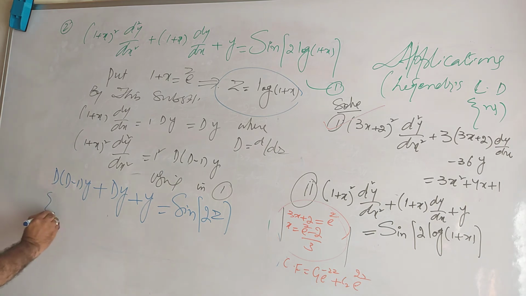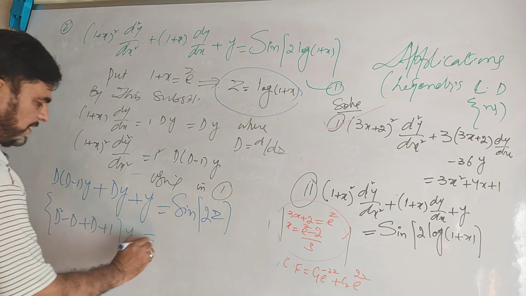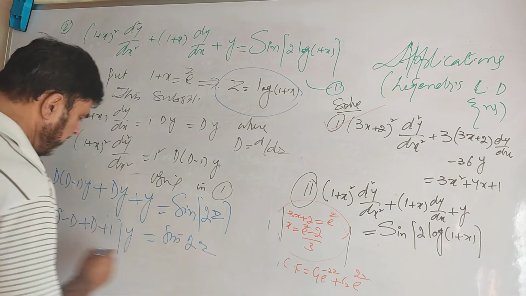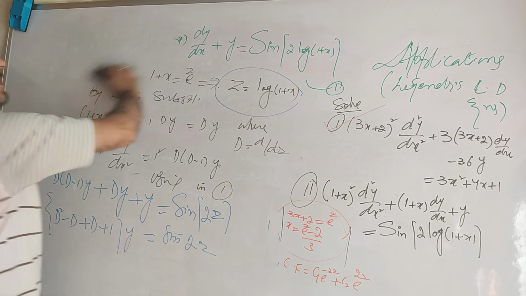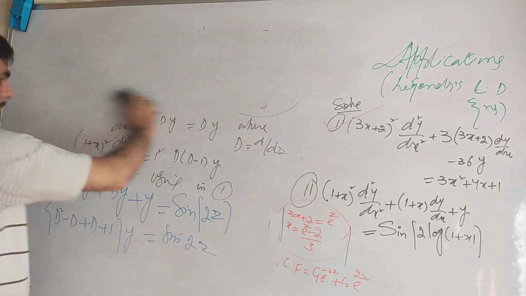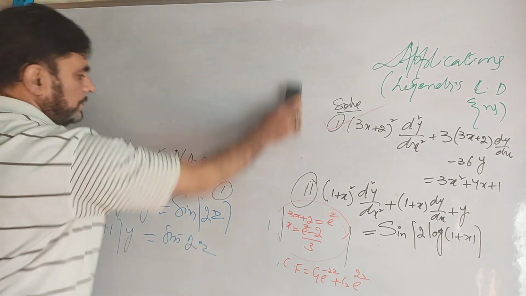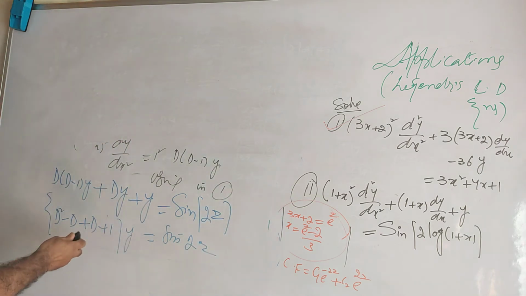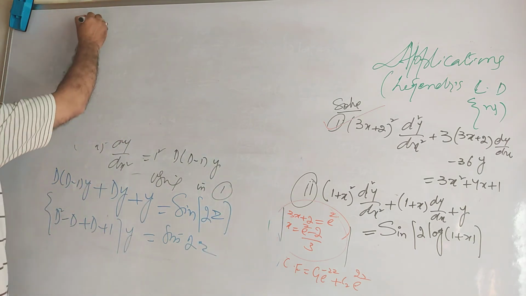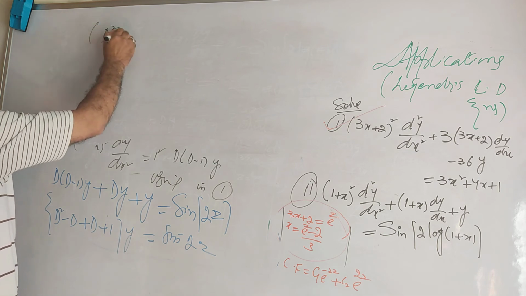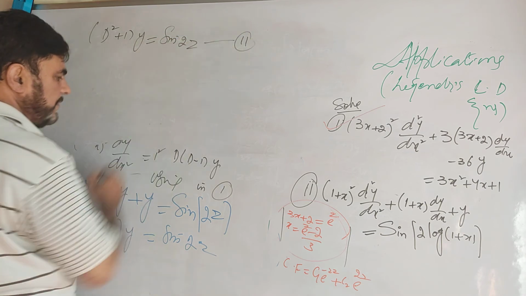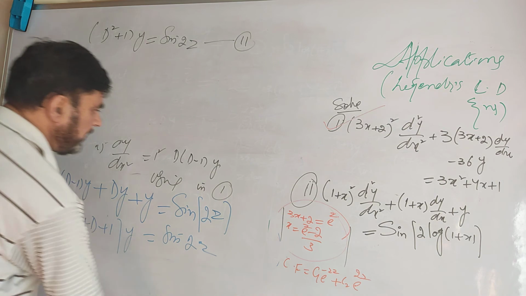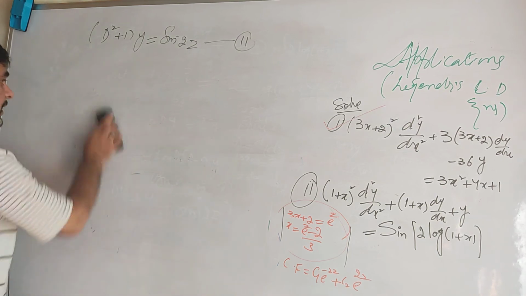Therefore, you have this now, D² − D + 1. Y is sin 2z. Therefore, this differential equation is now reduced to (D² + 1)y = sin 2z. This is the second equation. Now here you have to find the complementary function, the particular integral, and so on.